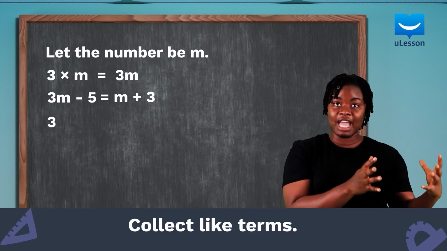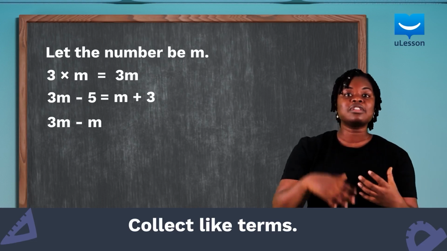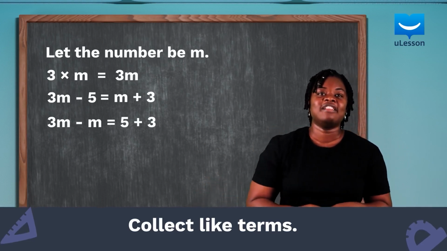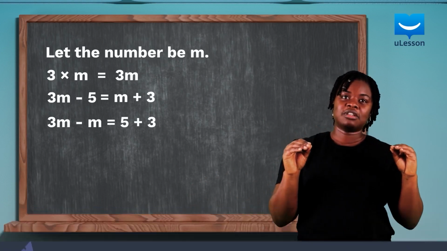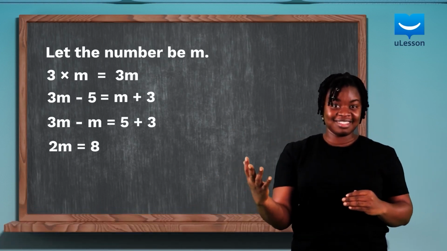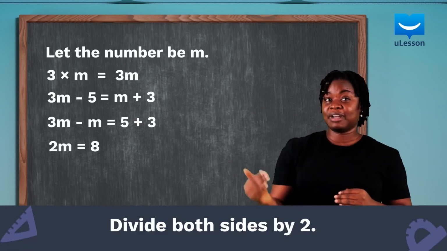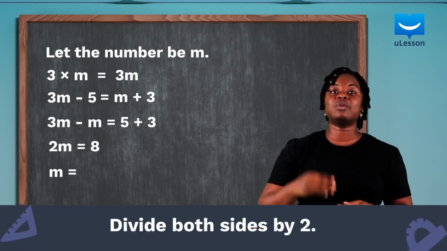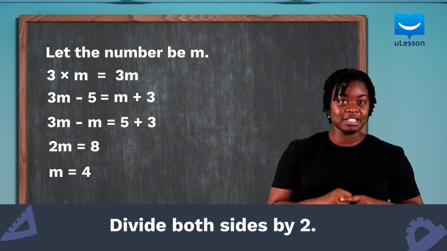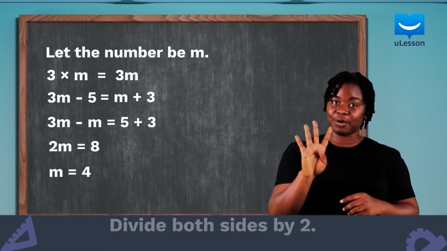So we have 3m minus m equals 5 plus 3. Good. Now we're going to simplify a little bit. So we now have 2m equals 8. Now dividing both sides by 2, we're going to get that m equals 4. This means that the number that Master Messier thought about is 4.